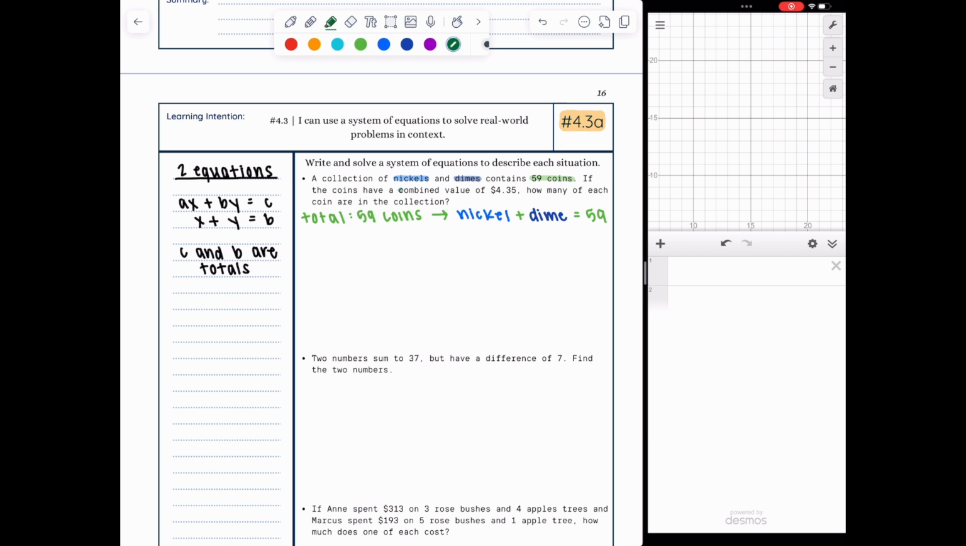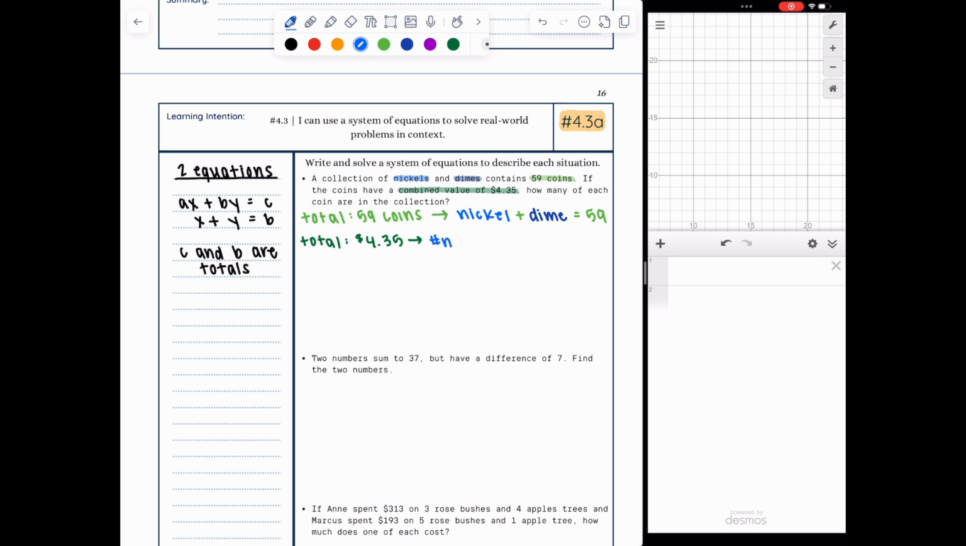The second sentence says, if the coins have a combined value of $4.35, how many of each coin are in the collection? Okay, value is a total. So not only do you know how many coins there are, you know that the coins have an actual value of $4.35. So there's only going to be one way to make 59 coins that are nickels and dimes have a value of $4.35.